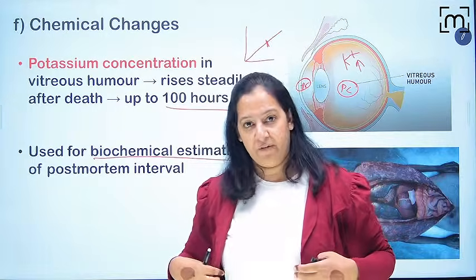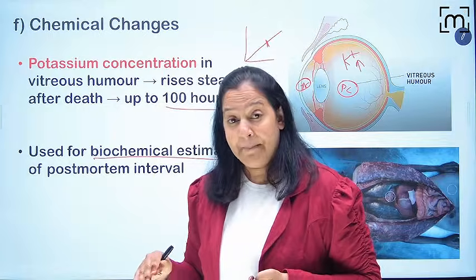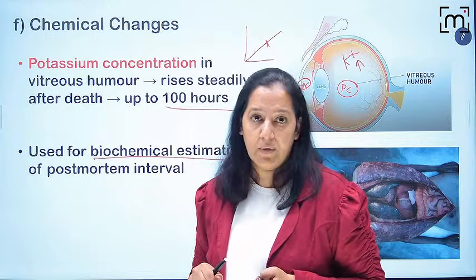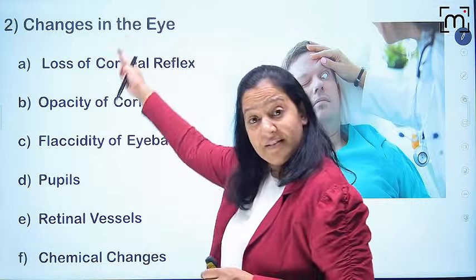So sometimes in forensic laboratories, we can take the vitreous humor out and measure the potassium concentration, and it will give us the approximate time of death. Okay, so these are the chemical changes. I hope you got it. Yes or no? So these are the 6 changes in the eye.